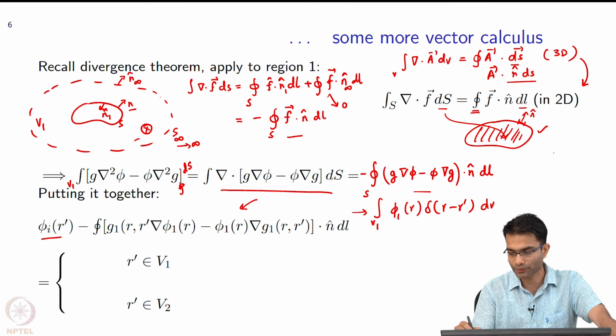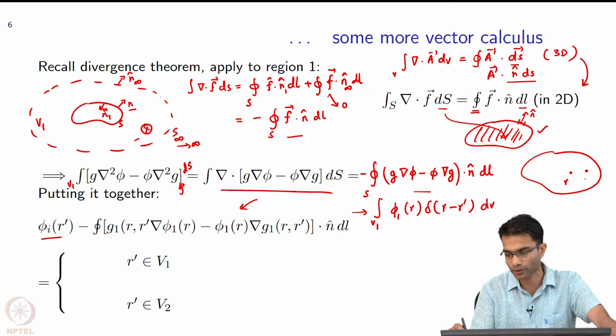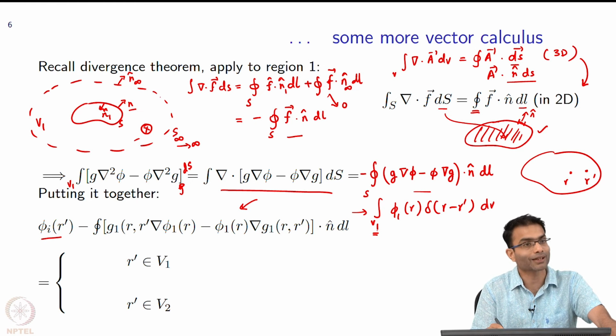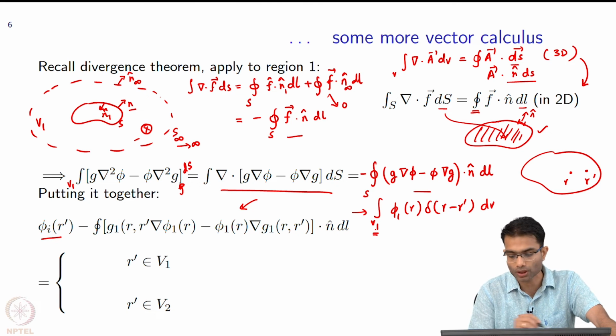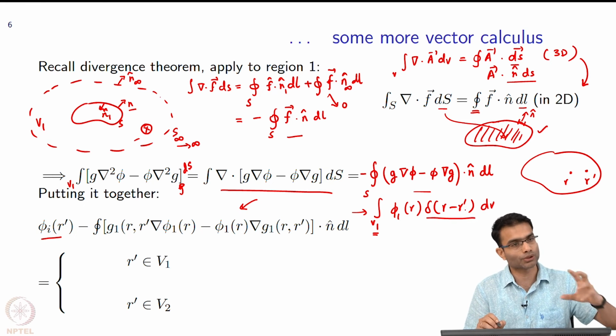So, look what is happening over here, right. Let us say I have one point over here, r, and I have one point over here, r prime. Okay. So, if the volume of integration, it will only induce, well, not one, but, so this Dirac delta function is a function in those many dimensions.